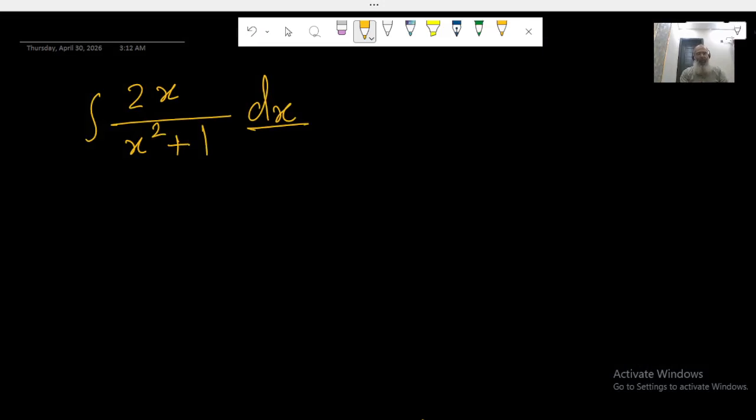Most of the students do this kind of integral the long way, but that trick can make you solve it in minutes, in just 2 or 3 minutes. I'll tell you the trick.